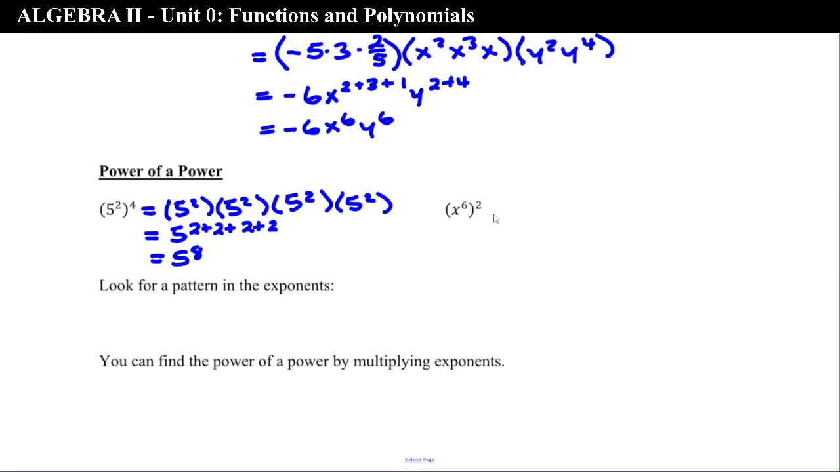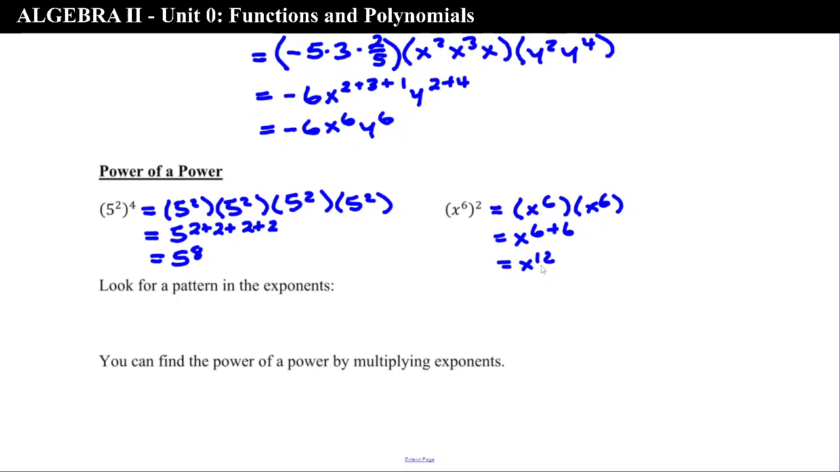Let's move on to the other example. X to the 6th squared. Well, that's just x to the 6th times x to the 6th. If we multiply two things with the same base, we're adding the exponents, and we get x to the 12th.